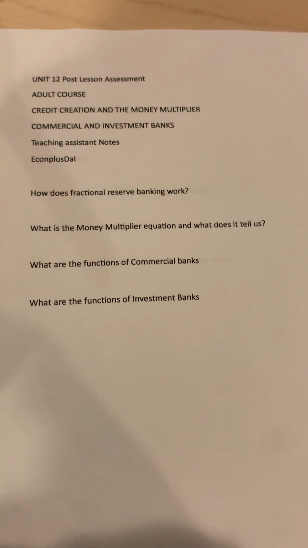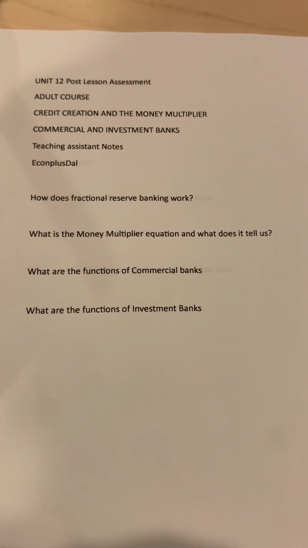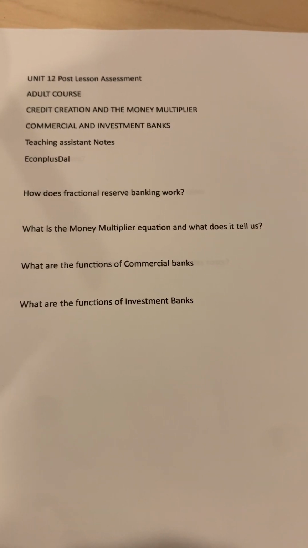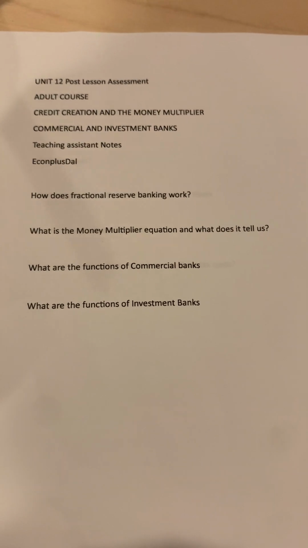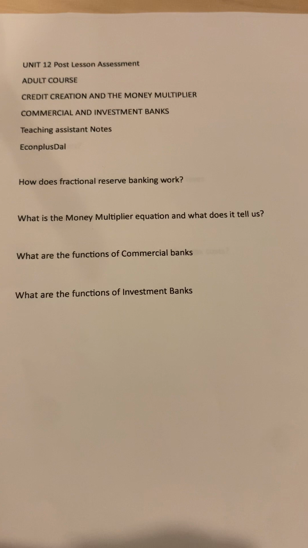Now we will go over the Unit 12 post-lesson assessment for the adult course on the credit creation and money multiplier and the commercial and investment banks. So the first question is, how does fractional reserve banking work?